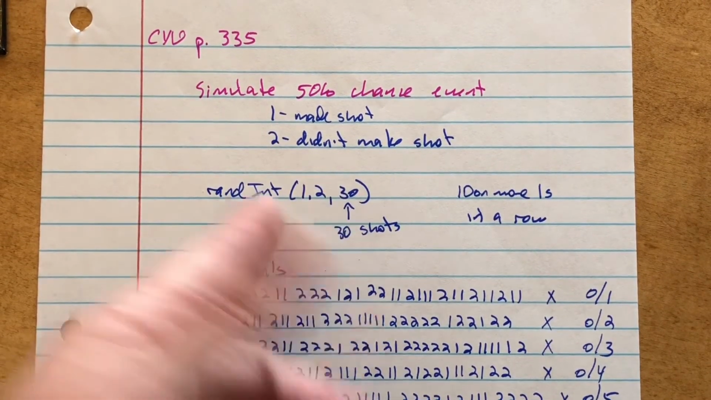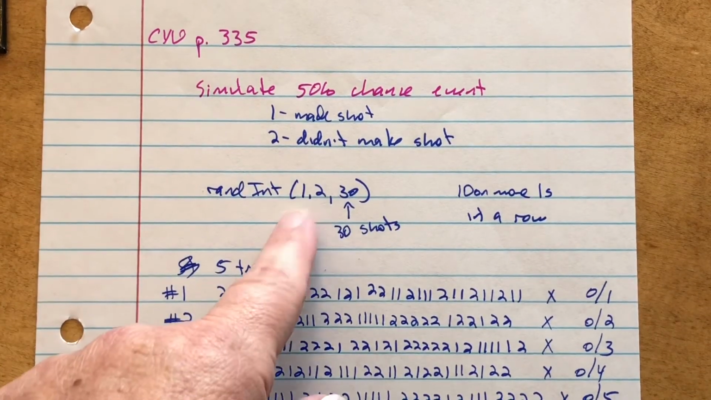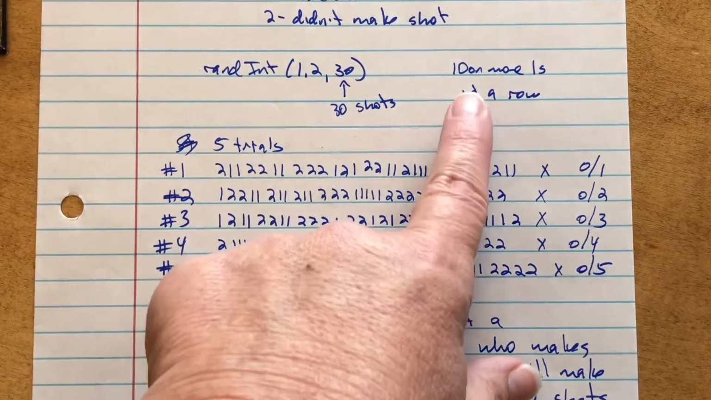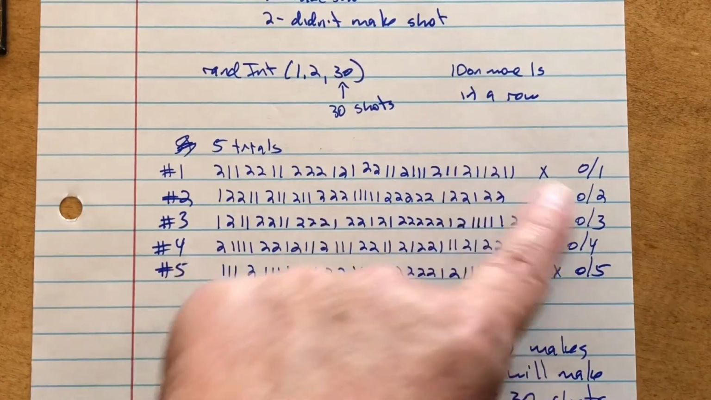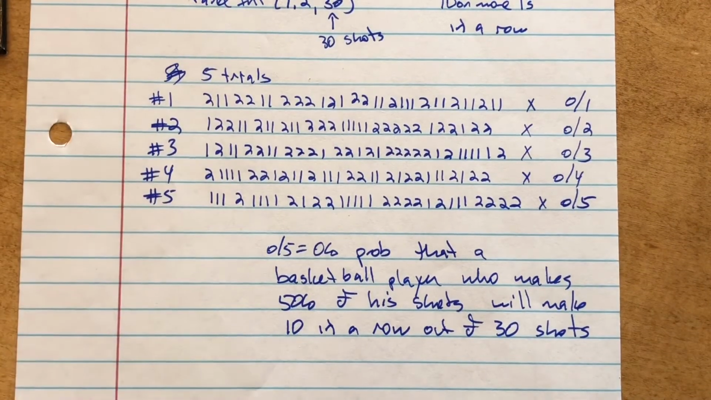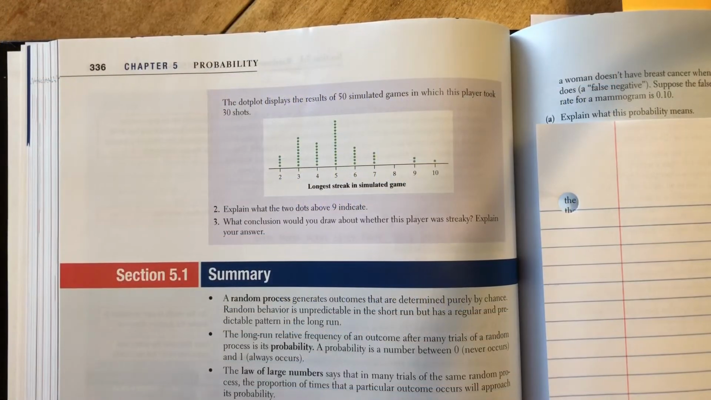So between 1 and 2, and if we were going to do the 70%, I would do from 0 to 9. And then we run it, and then we see if the event happens. Am I getting 10 or more ones in a row? Okay, so our simulation, again, showed there's a 0% chance that a basketball player who makes 50% of his shots will make 10 in a row out of 30 shots. Okay, if we turn the page, we'll finish this CYU on page 336.